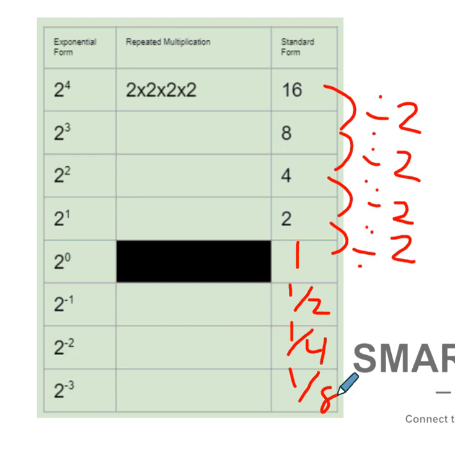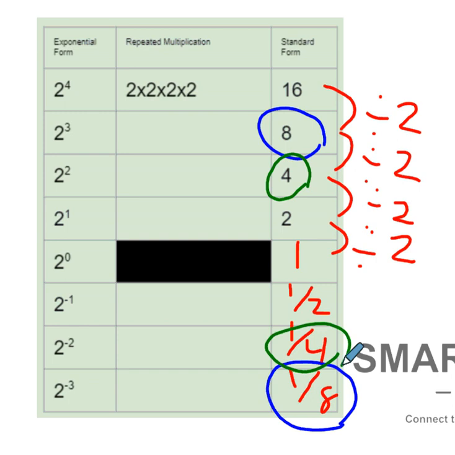The really cool thing that you might notice is, hey, look, we had an 8 here and we have a 1/8 here. We had a 4 here and we have a 1/4 here. We had a 2 here and we have a 1/2 here. That's kind of cool. And the name for that in math, 8 compared to 1/8, they're called reciprocals.